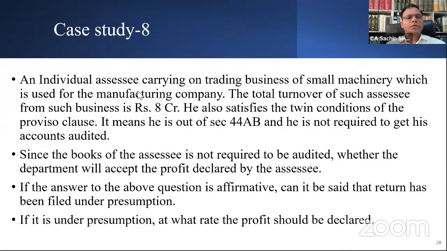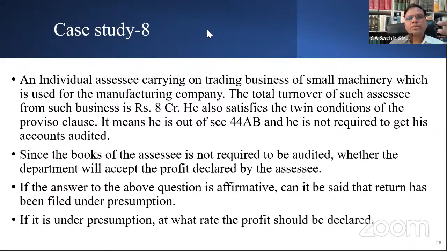Okay. So now the question arises: an individual assessee carrying on trading business of small machinery which is used. The turnover of such assessee from such business is 8 crore, he also satisfies the twin condition of the proviso clause. It means for this assessee, the turnover limit is 10 crore and not 1 crore. It means he is out of 44AB up to 10 crore. Since he is not required to get his accounts audited, how will he declare the profit, whether on the presumptive basis or as per the books of accounts.